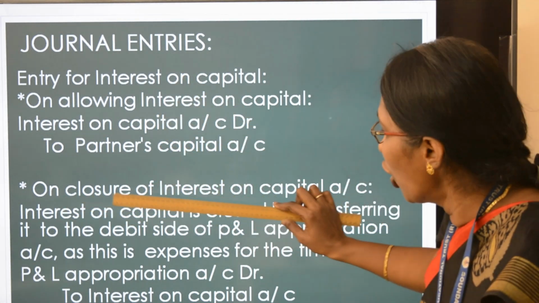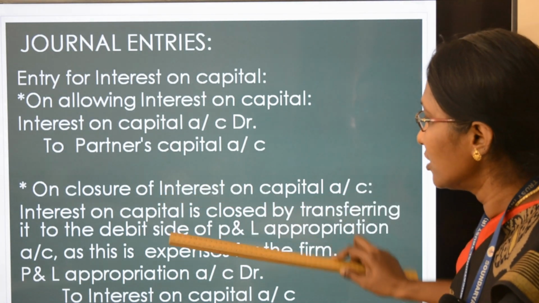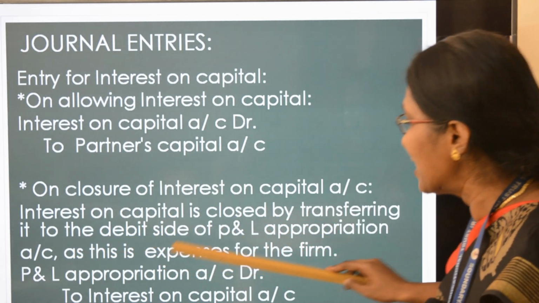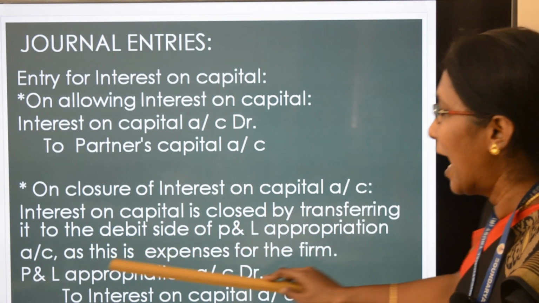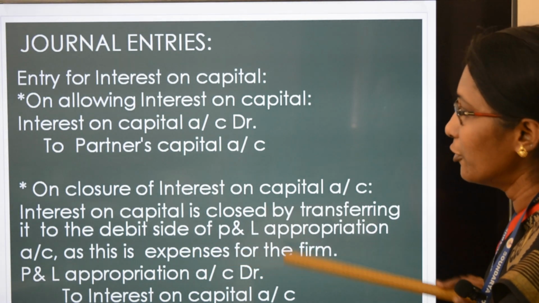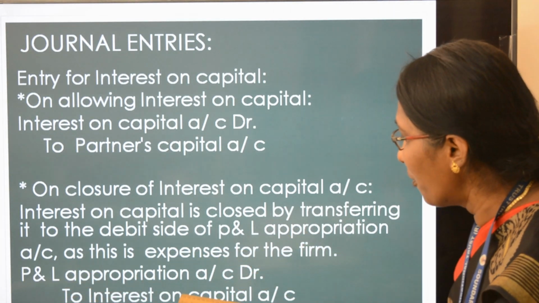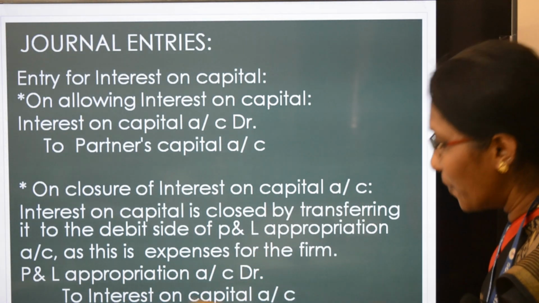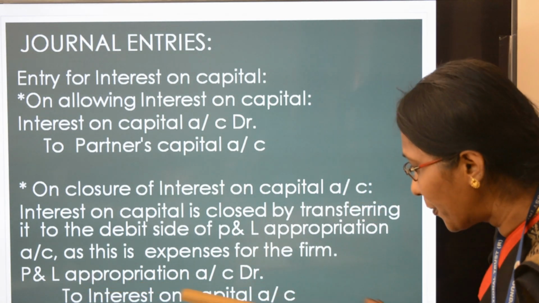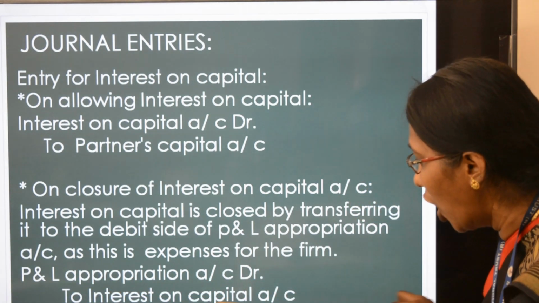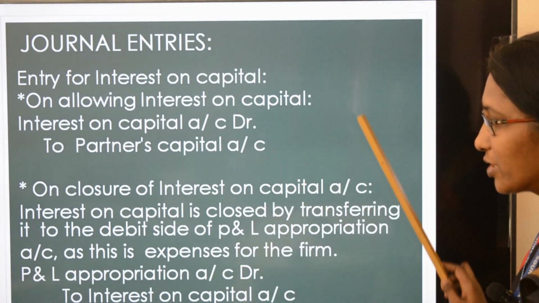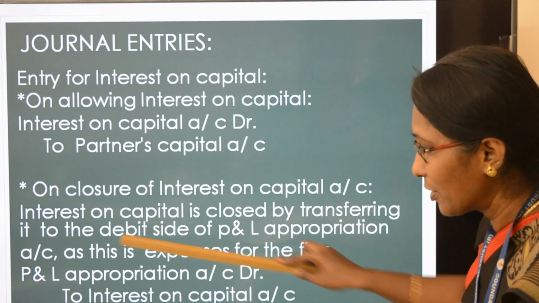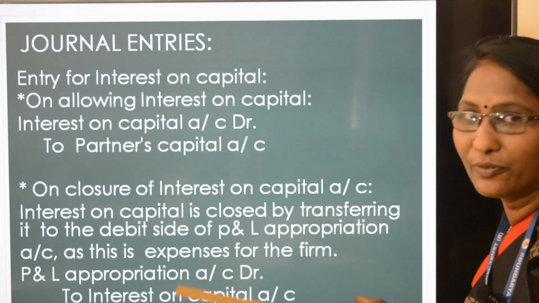On closure of interest on capital account, interest on capital is closed by transferring it to the debit side of P&L appropriation account, as this is expenses for the firm. What is the journal? P&L appropriation account debtor to interest on capital account. So based on this, if I prepare P&L appropriation account, this interest on capital will be posted there. Which side? Debit side, because it is an expense to the firm.